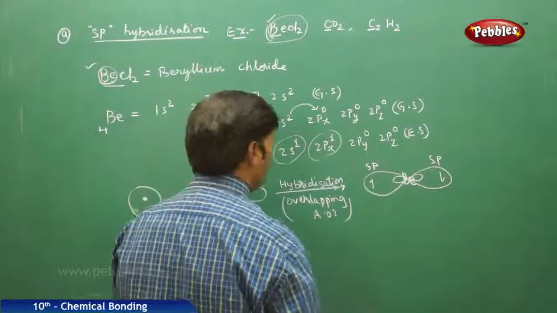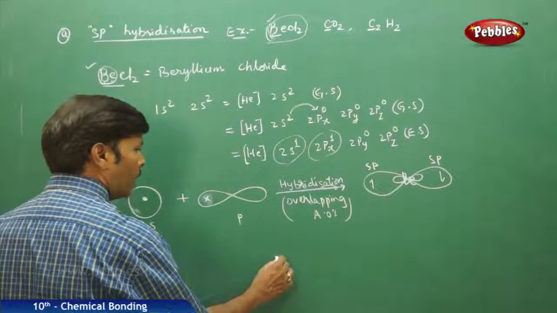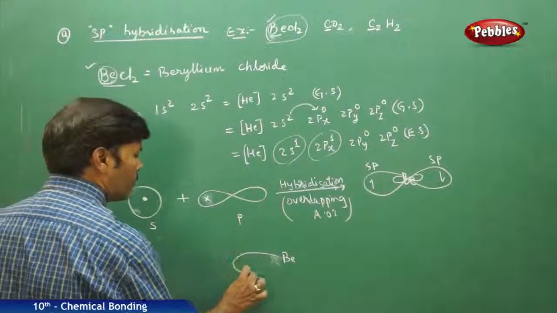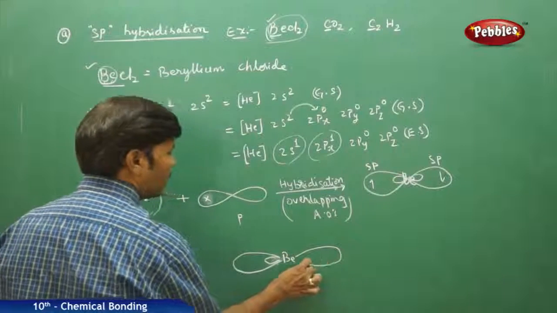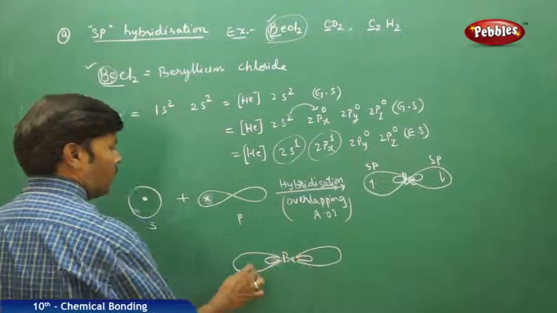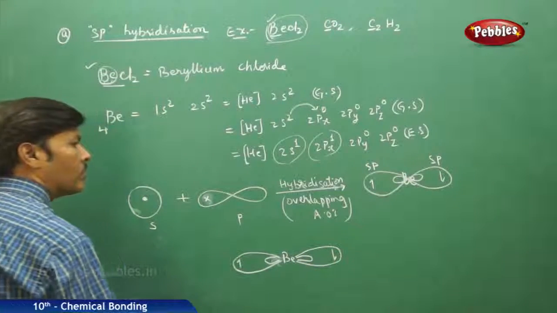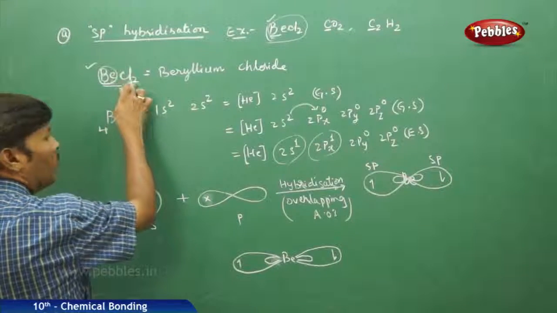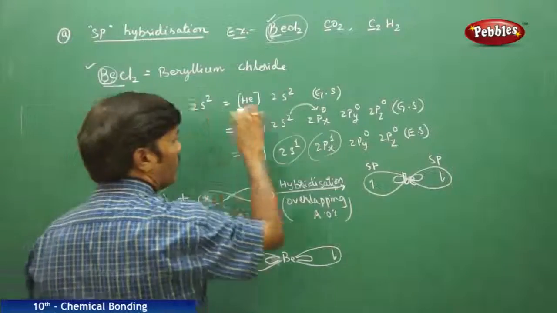This is beryllium. So take this beryllium, the first sp hybrid orbital, and the second sp hybrid orbital, which contain two unpaired electrons. Now if you take the two adjacent atoms of chlorine, in beryllium chloride two adjacent atoms of chlorine are there.